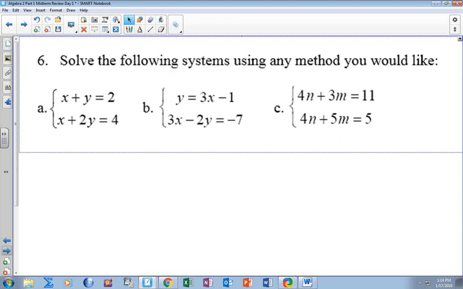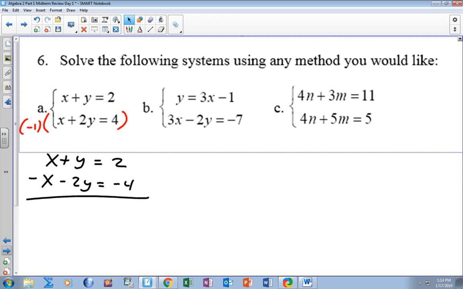So if we multiplied, let's say, this bottom row by -1, then I would have x plus y equals 2 on the top, and the bottom row would be -x minus 2y equals -4. And then you just combine those together, which would give you -y equals -2, so then y equals 2.